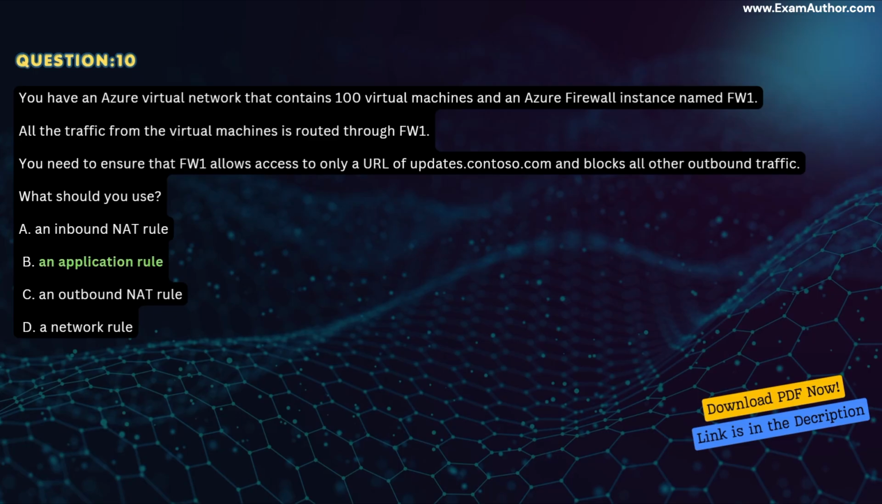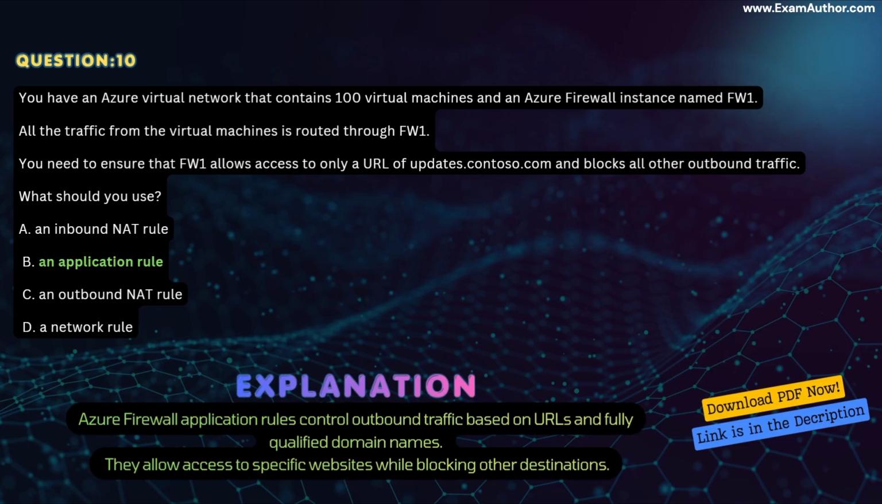Correct answer: B. An application rule. Explanation: Azure Firewall application rules control outbound traffic based on URLs and fully qualified domain names. They allow access to specific websites while blocking other destinations.